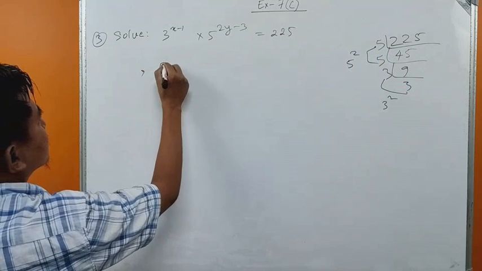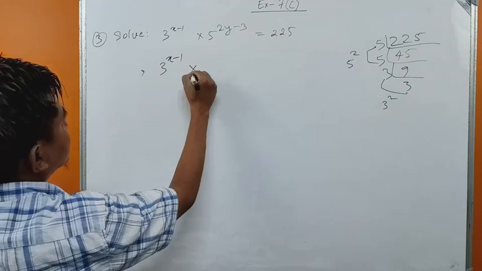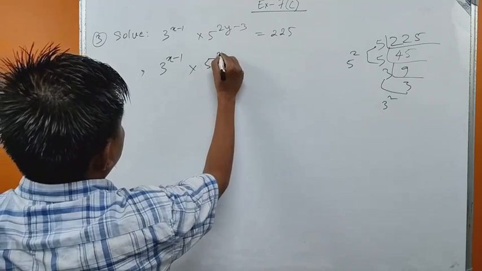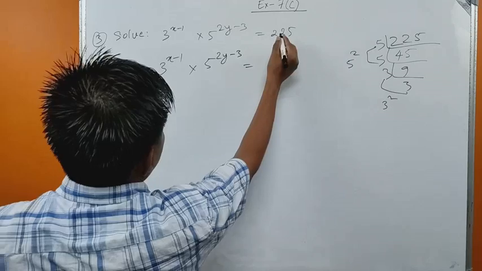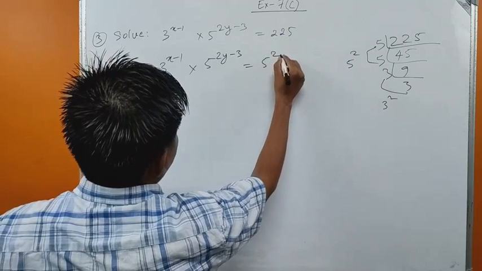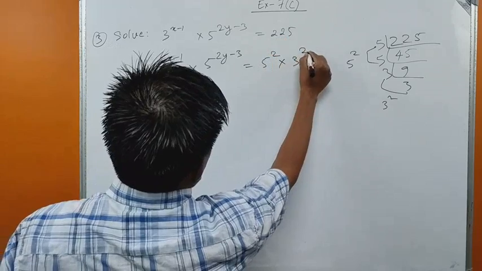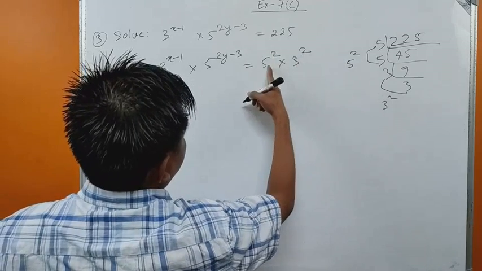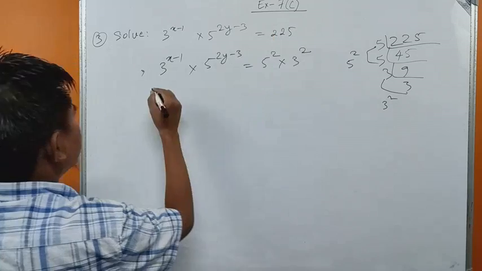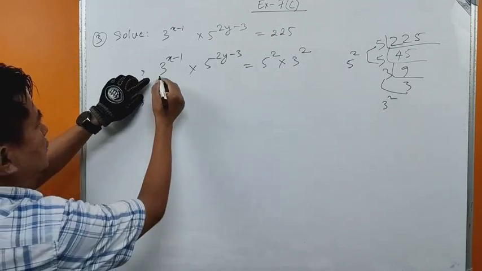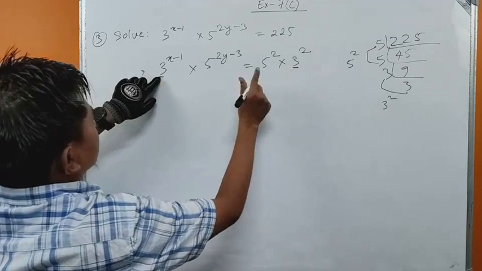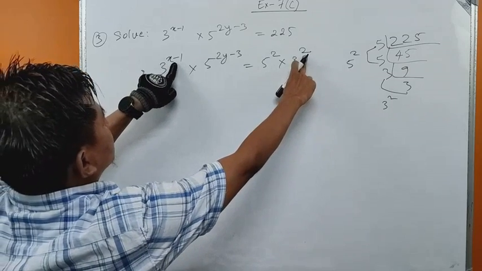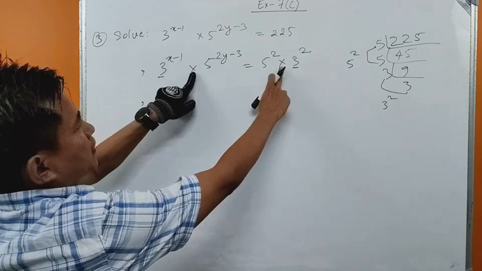So let's do this. 3 to the power x minus 1 into 5 to the power 2y minus 3 equals 225, which means 5 squared into 3 squared. 5 squared is 25, and 3 squared is 9. 25 into 9 gives us 225. Or see here, this 3 and this 3, same number, equal base, and there is an equal to sign in between them, so their powers should be equal, because there is multiplication in between these two numbers.